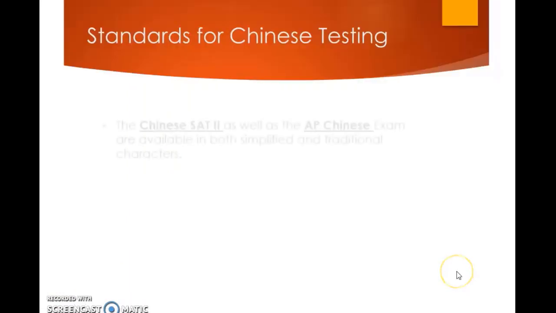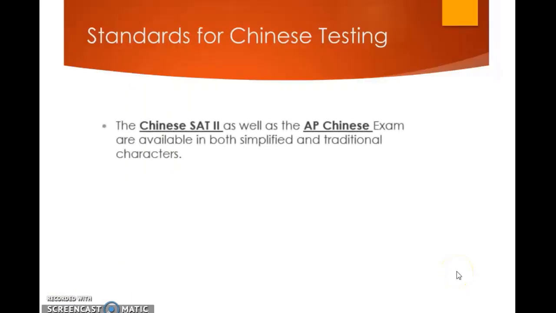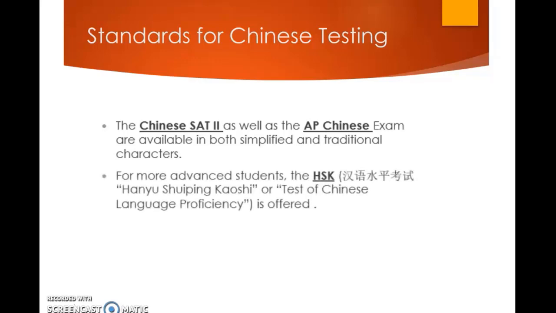When you learn Chinese, you can get certificates, or you can check your proficiency by the Chinese SAT 2 as well as the AP Chinese exam. Both are available in simplified and traditional characters. And for more advanced students, there is HSK, Hanyu Shuiping Kaoshi, the test of Chinese language proficiency. So you can test your Chinese language status, whether you have improved or not. You can check by doing this.